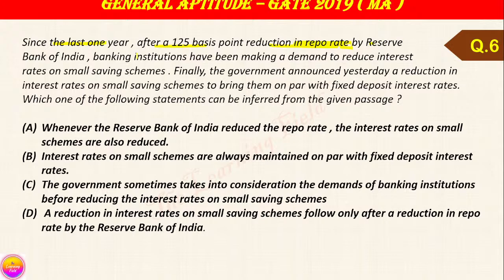By the Reserve Bank of India, banking institutions have been making a demand to reduce the interest rates on small saving schemes. So banking institution means what? Banking institution means the commercial banks. Okay, commercial banks. Now they demand to the RBI to reduce the interest rates on small saving schemes.